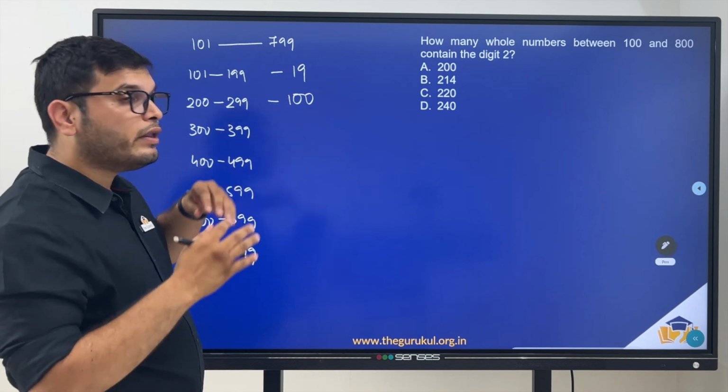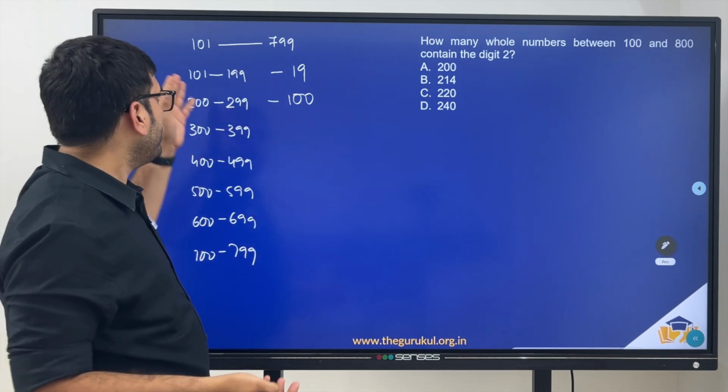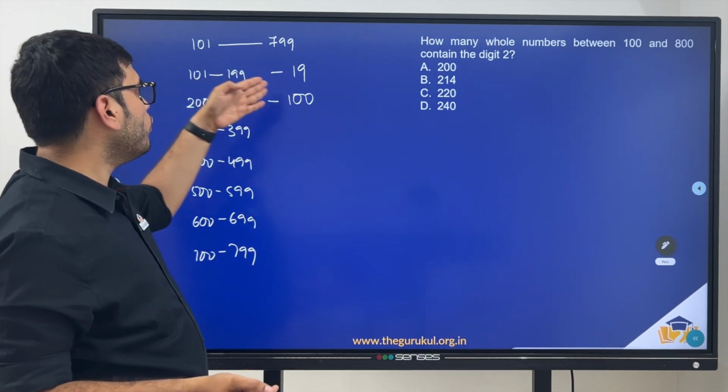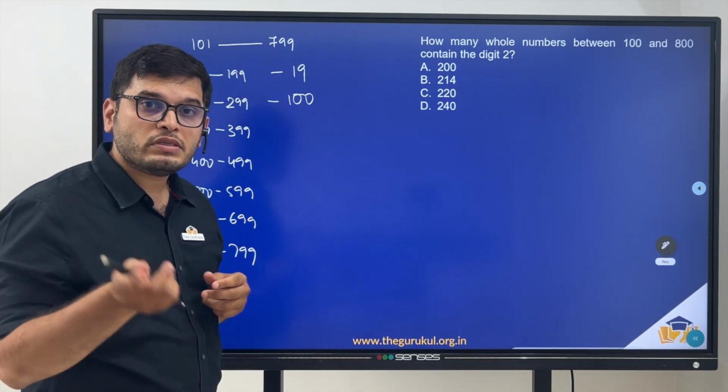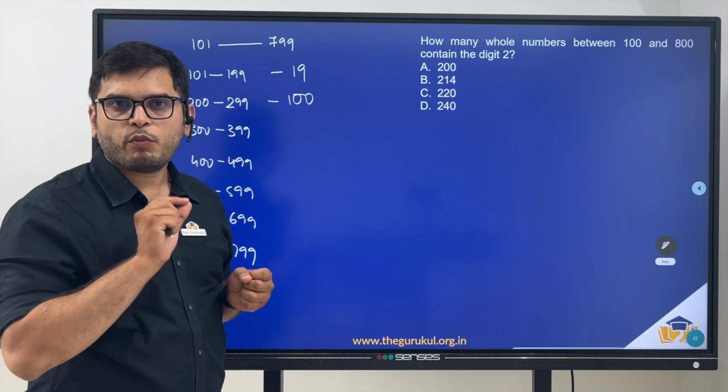But we are not counting the number of 2's. Right. When you write numbers from 101 to 199 in a serial order, no, we are finding the number of numbers that have 2 as one of the digits.